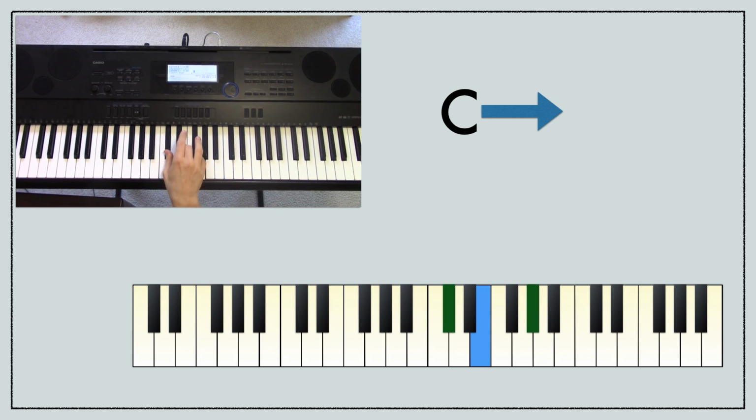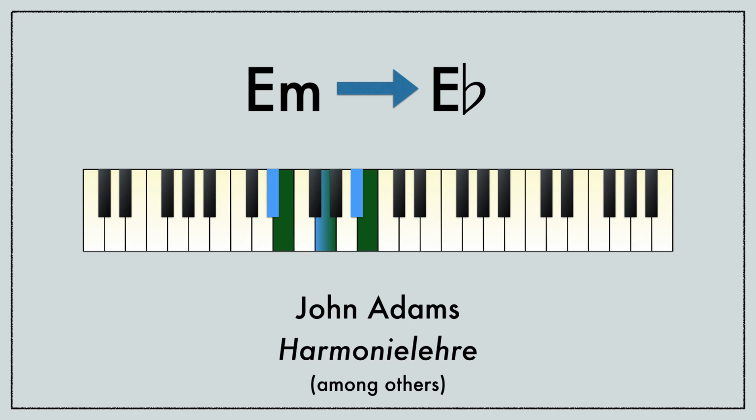Play C major again. Move your thumb up to C sharp and your pinky up to G sharp. We have just made a C sharp minor chord. This chord change is awesome and common in John Adams' music. He starts on the minor chord, usually E minor moving to E flat major, and whacking the common tone G over and over.